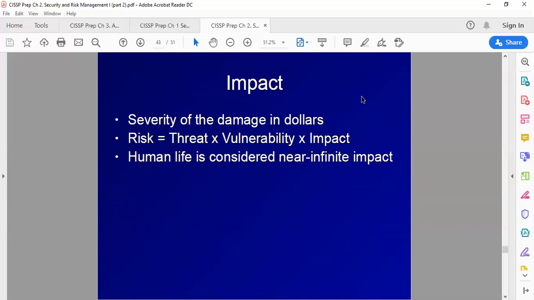What is the impact all about? So human life is considered near infinite impact. Okay, so people, process, and one more thing I forgot right now. So if the threats are there, which do we need to make safe first? Human is the first thing you need to check. Save first.